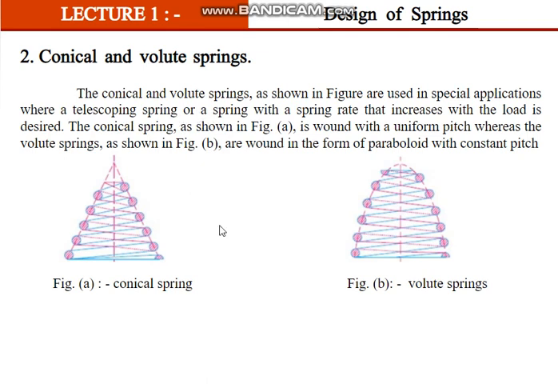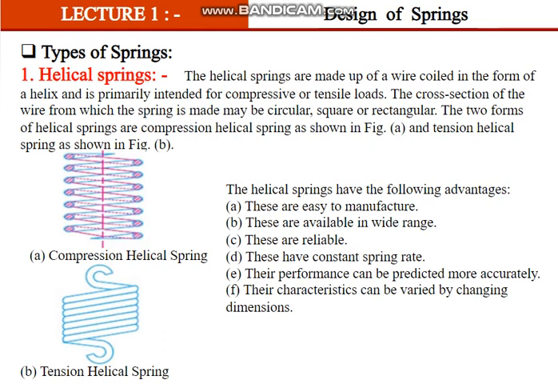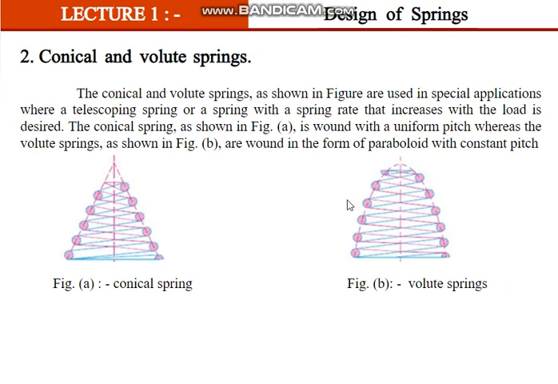You see, initially we said these have a constant spring rate. Where did we say? Yeah, here. These have constant spring rate. Which ones? Helical, because from the top to the bottom they are all of the same diameter. Whereas if you see here, at the top the diameter is less, and the bottom diameter is more.